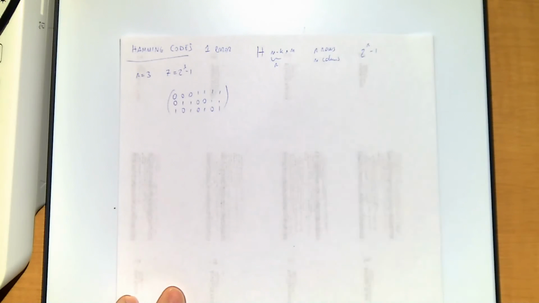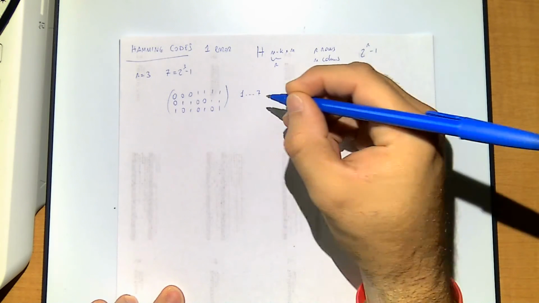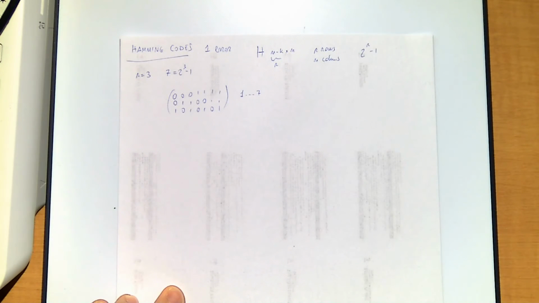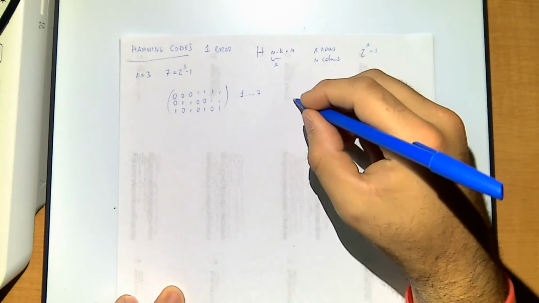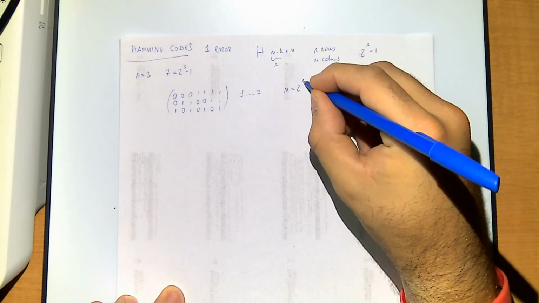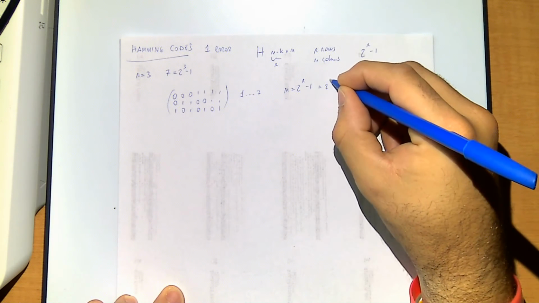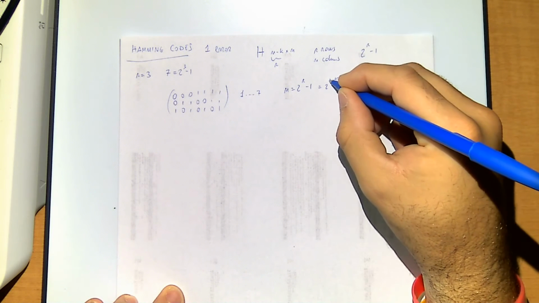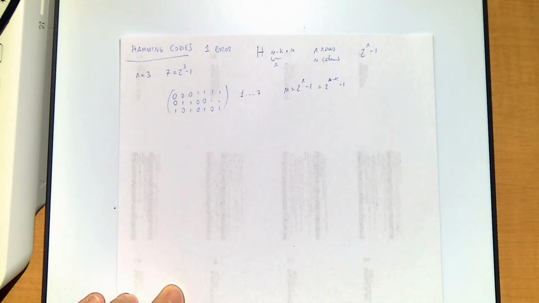And these are the binary representations of numbers from 1 to 7. Okay, and so in a Hamming code, we use all of these columns. And so we get a code of length exactly 2 to the r minus 1, or 2 to the n minus k minus 1. So my length is going to be exactly the maximum possible one. And in the parity check matrix, I have exactly all the non-zero binary vectors of that length.